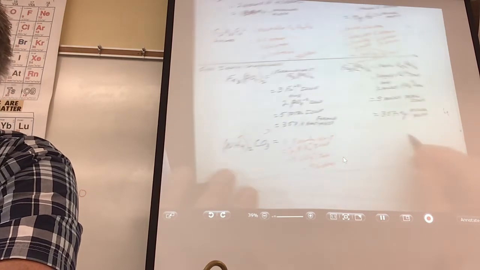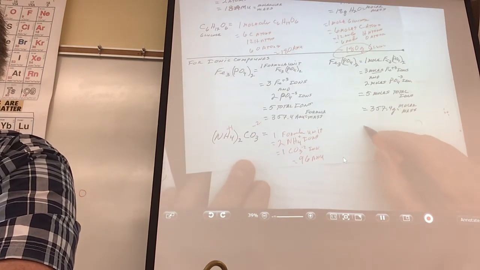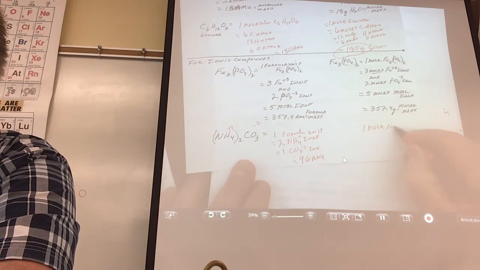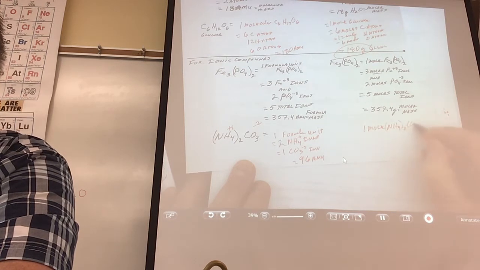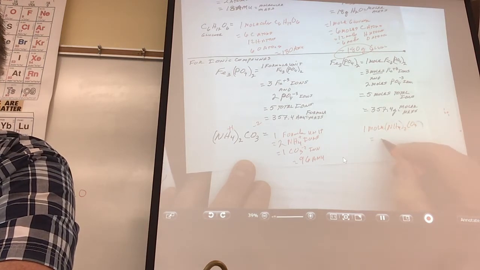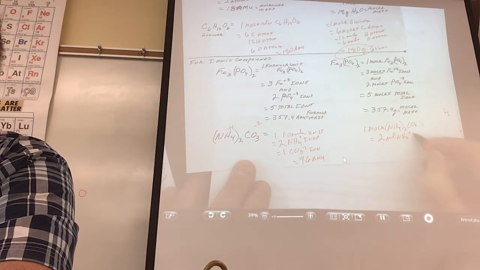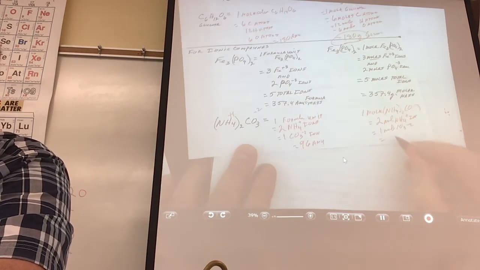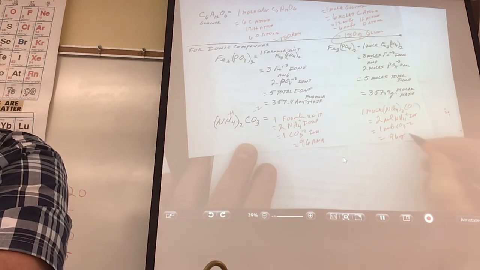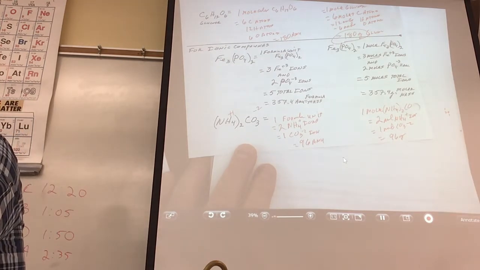Okay, now come over here. And then, so that's going to be of ammonium, what's this called again? Ammonium what? Carbonate. Ammonium carbonate equals, so 2 moles of ammonium, yes, and then 1 mole of carbonate. And then 96 grams. Now, what do you think about this?